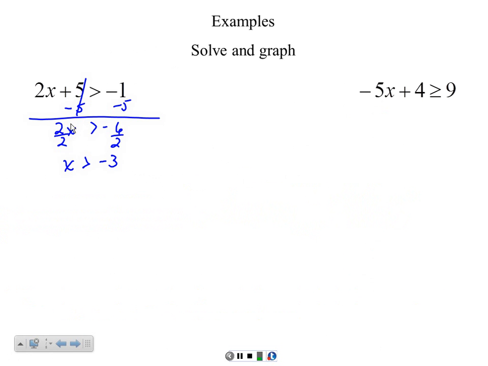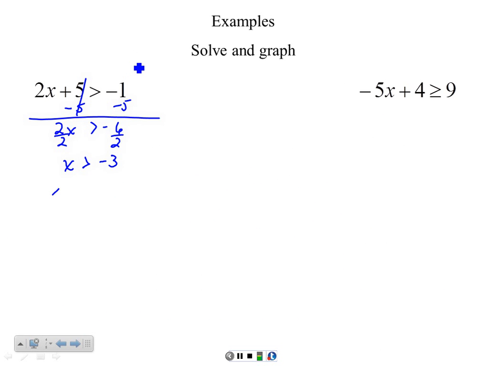So look, we divided by a positive number. Yes, I know that we divided it into a negative number. That doesn't have any bearing. It's what you divide by or multiply by. So since we multiplied or divided by a positive 2, we're not going to turn that inequality around. So here's our solution. That's asking you to solve.